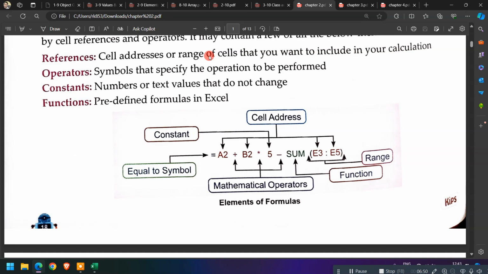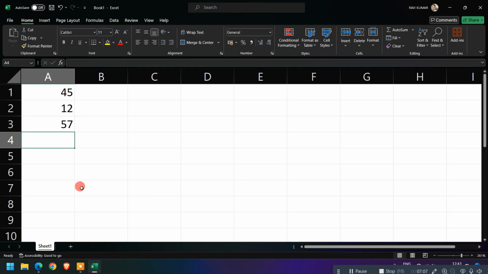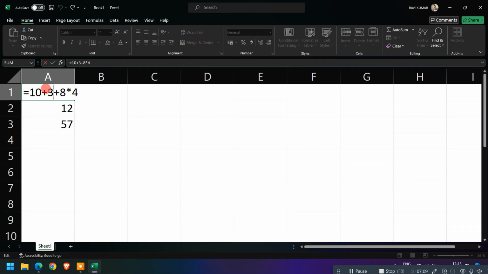Functions are predefined formulas in Excel. We will see how we can use the functions. So this is the element of formulas. I have already shown you how to apply the formulas. So this is the formula I have applied here.